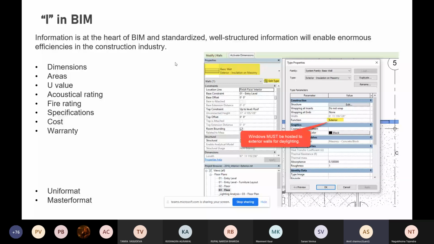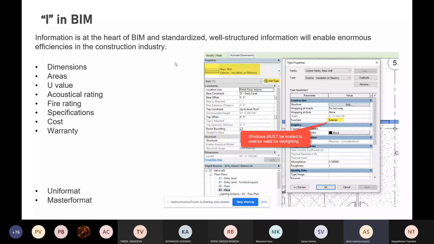We don't have to store a bunch of specifications or a lot of details or a lot of different sheets to store this information. All you have to do is just click on the wall and you have all the information you need in front of you in seconds.